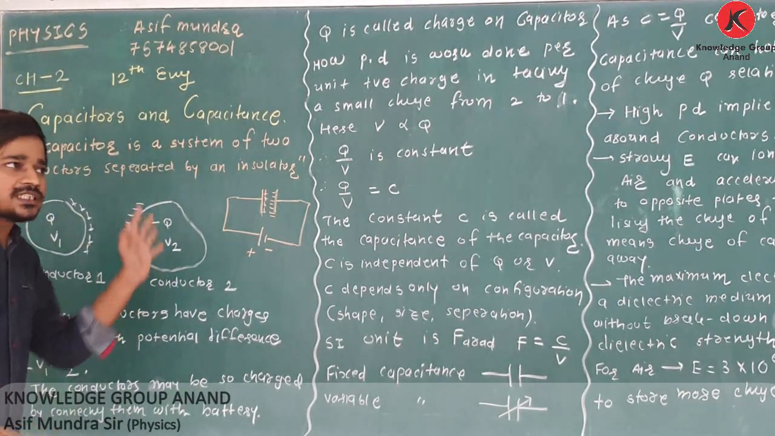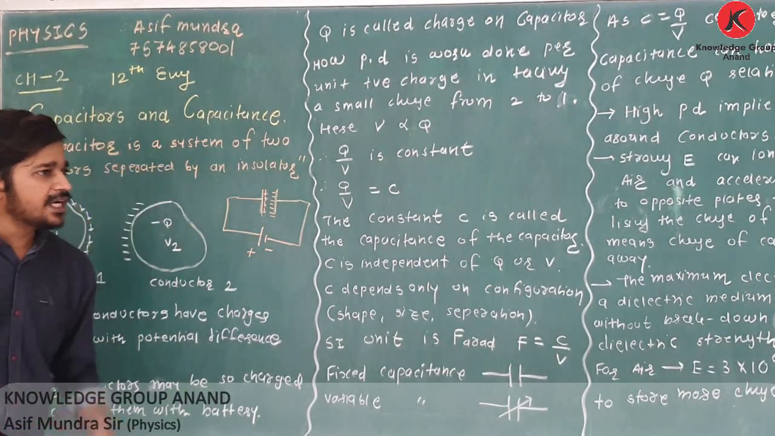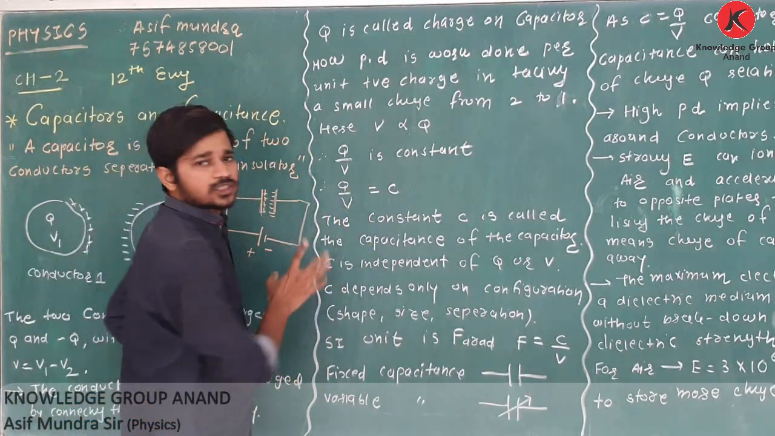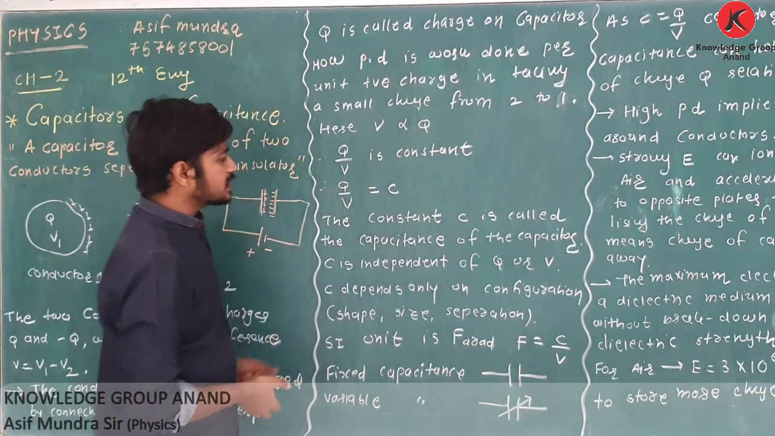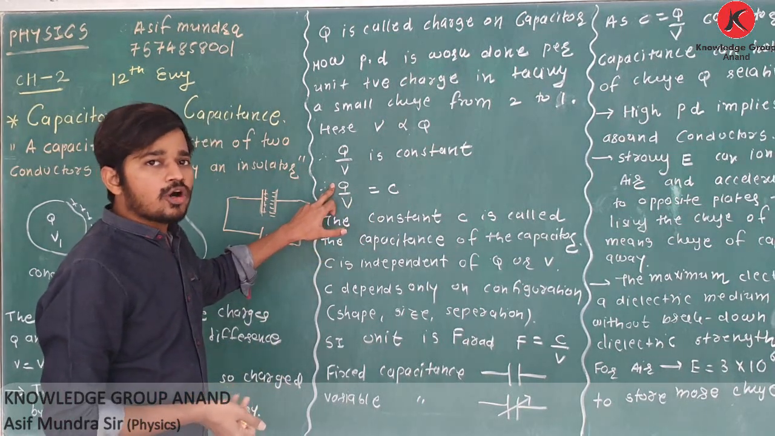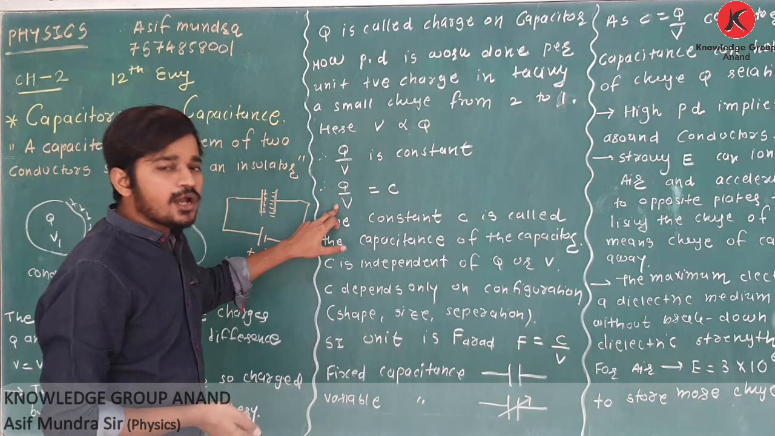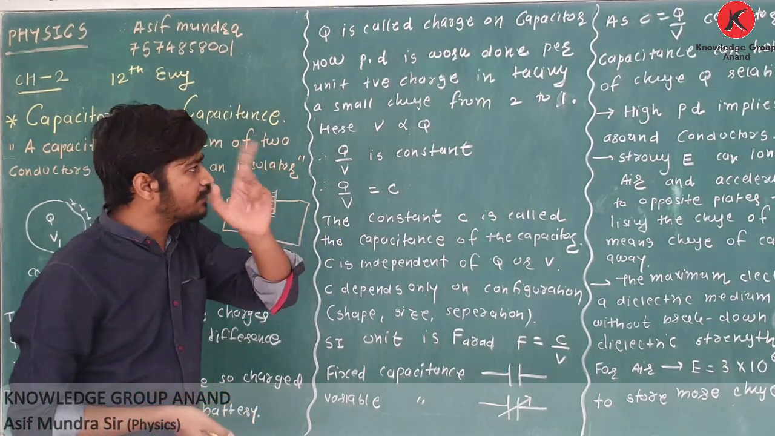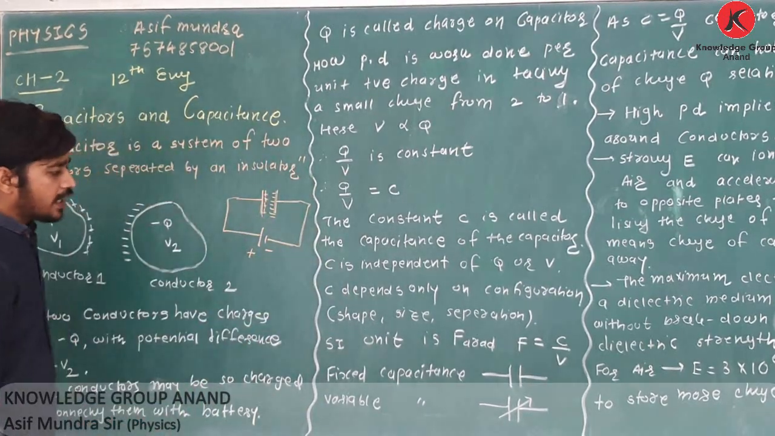Again, what is a capacitor? A system of two conductors separated by an insulating medium. And for this system, the Q upon V ratio is constant, and it is called capacitance. C is equal to Q upon V. Q is the charge of the capacitor. V is the potential difference between the two conductors.